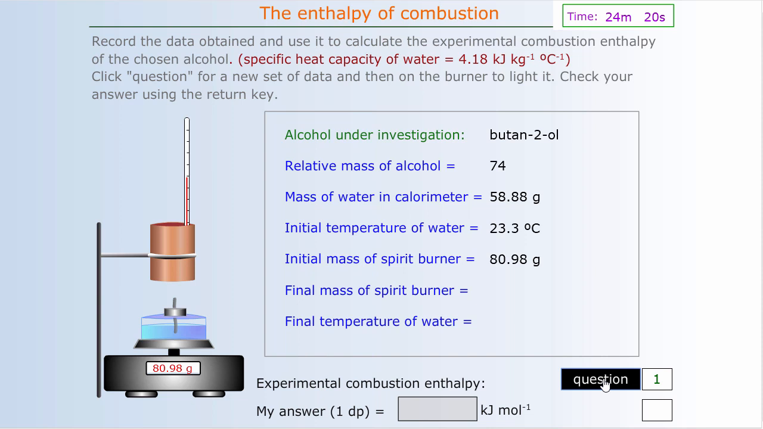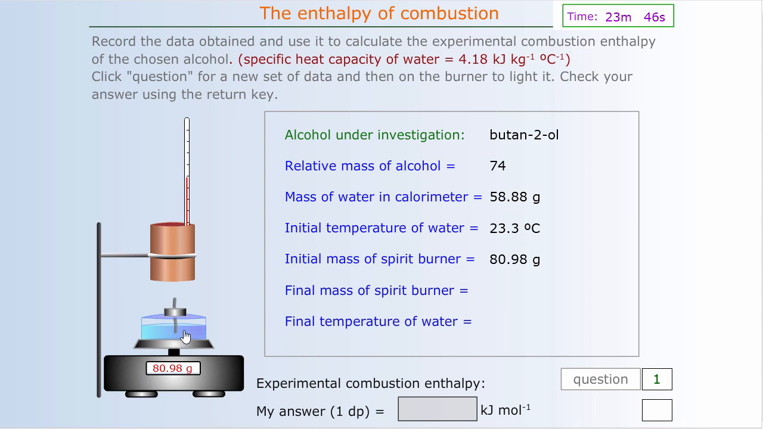So let's click the question, and we'll see that our data, we're going to investigate butan-2-ol, which has got a relative mass of 74, and in our calorimeter, which is over here. It's really a copper can, isn't it? But this is quite common. We have the mass of water, which we've weighed out in the calorimeter, is 58.88 grams. The initial temperature of the water taken by the thermometer is 23.3 degrees, and the initial mass of the spirit burner, which is sat on top of a balance here, just to make life easy for us, is 80.98 grams.